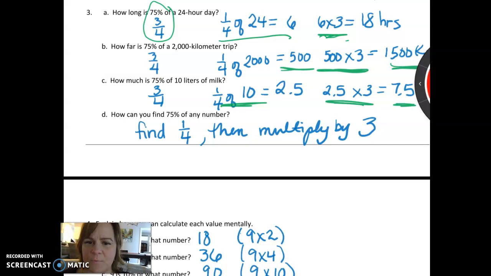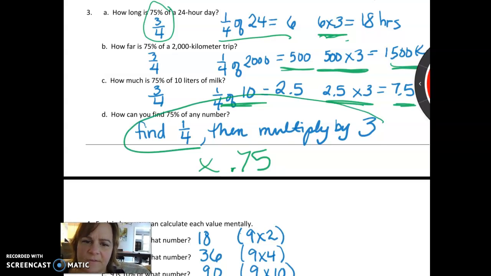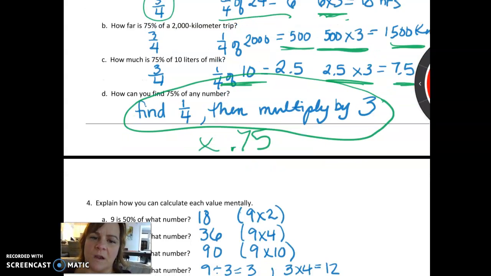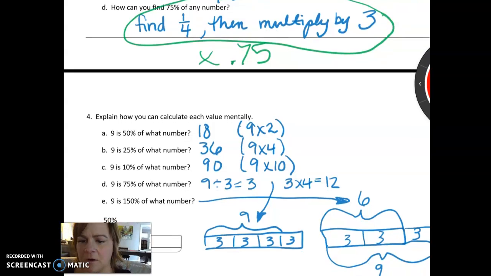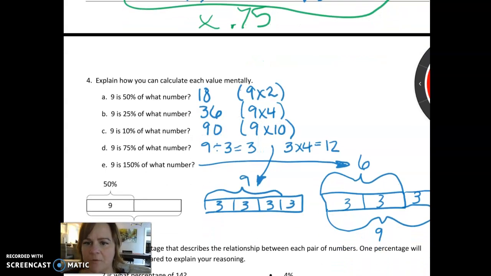So to find 75% of any number, first I'm going to find a fourth, and then I'm going to multiply by 3. If you did some of this work with your parents, they might say finding 75% of a number, you would just multiply by 0.75, which is the same thing. This is a great strategy if you're working in your head, doing mental math. All right, let's take a look at number 4.